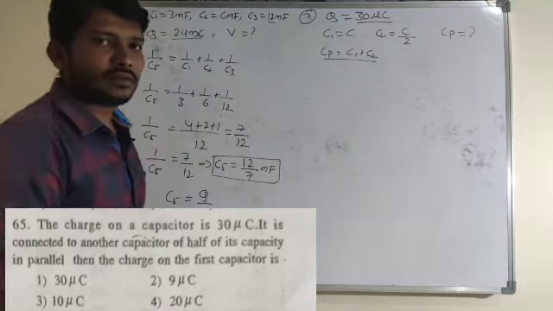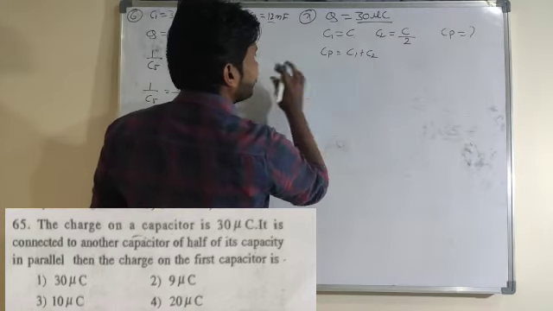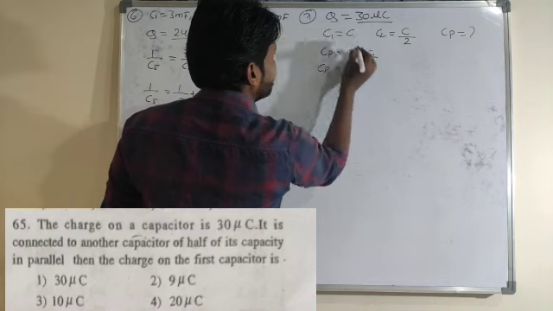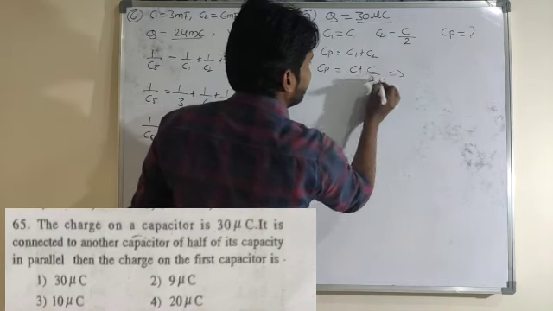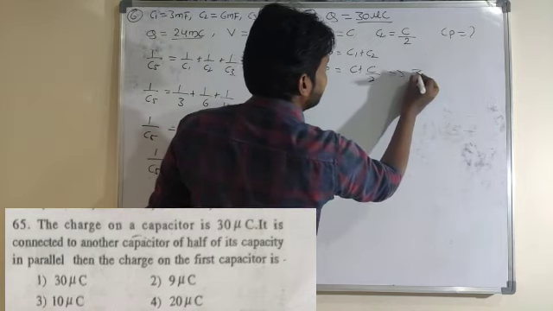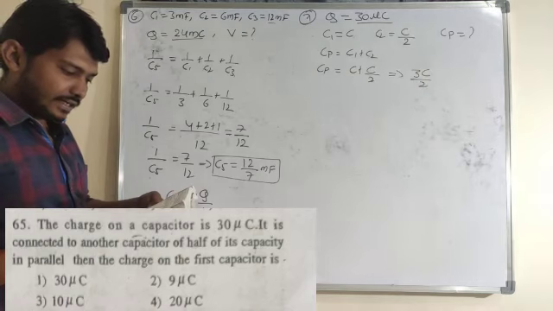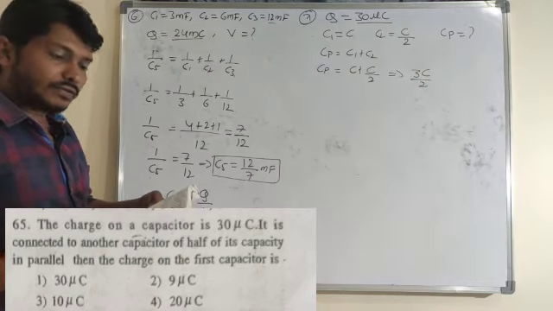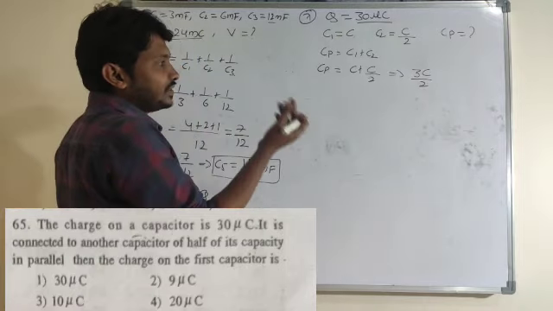So this is the formula: C_P is equal to C1 plus C2. C1 value is C, C2 value is C by 2, so C plus C by 2 gives 3C divided by 2. What is the effective capacitance here? 3C divided by 2. Then, the charge on the first capacitor is what they asked to determine here.